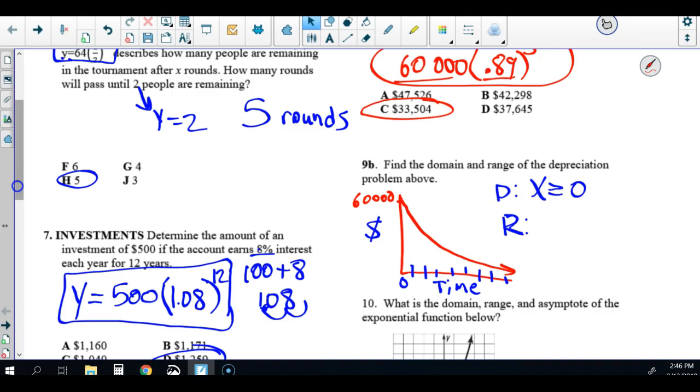The range is the dollar values, all of the values that this machine could be worth. Well, it starts at 60,000 and it goes down. So range, we're looking floor to ceiling. It's everything in between 0 and 60,000. So 0 is less than y is less than or equal to 60,000. I know it equals 60,000 at the beginning, and the asymptote down there, it will never equal 0, so we leave the equal to off of that.